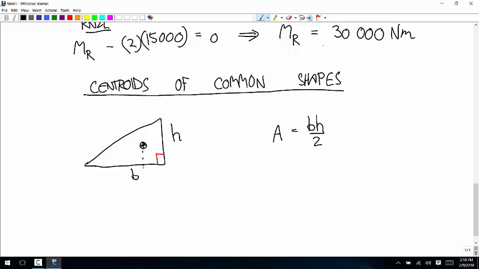I'll call this distance x bar. And this distance y bar. X bar is equal to b over 3, and y bar is equal to h over 3.